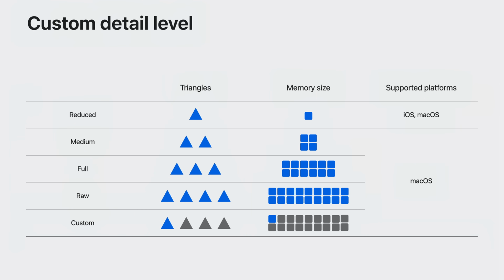This year, we have also added a new custom detail level for macOS, which gives you full control over the reconstructed model. Previously, you could choose from reduced, medium, full, and raw detail levels. With the custom detail level, you can control the amount of mesh decimation, the texture map resolution, format, and which texture maps should be included.